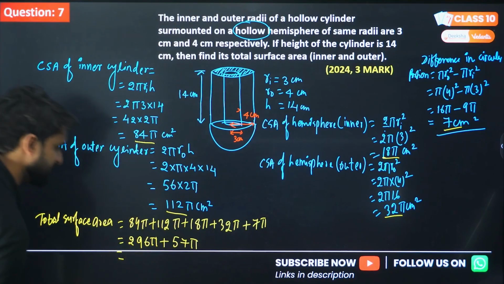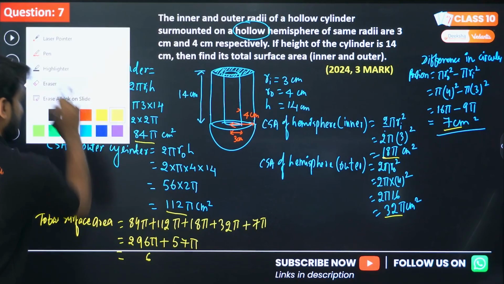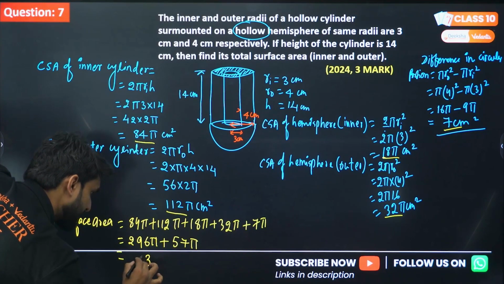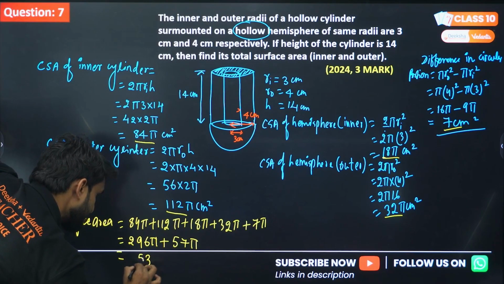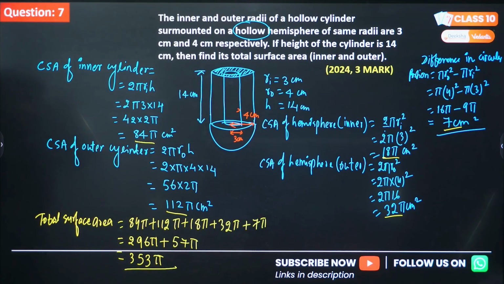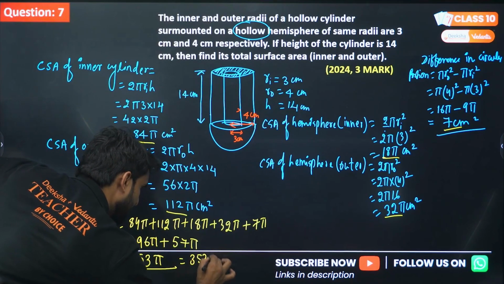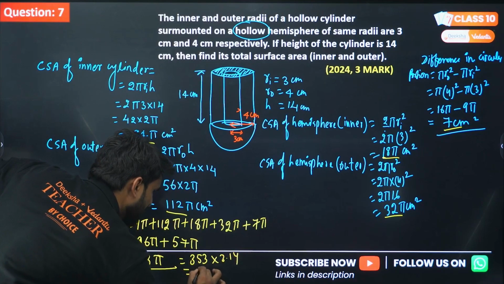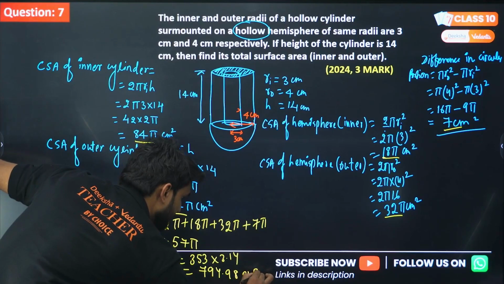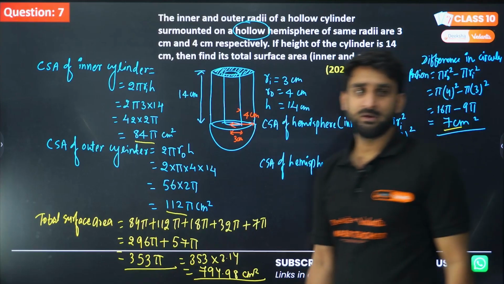And 296 plus 57 will be 353 pi. Wow. And the value of pi we can write here as 3.14. On putting this value, you will get directly 794.98 approximately, and this can also be written as 795. So this is the answer. I hope you have understood it.